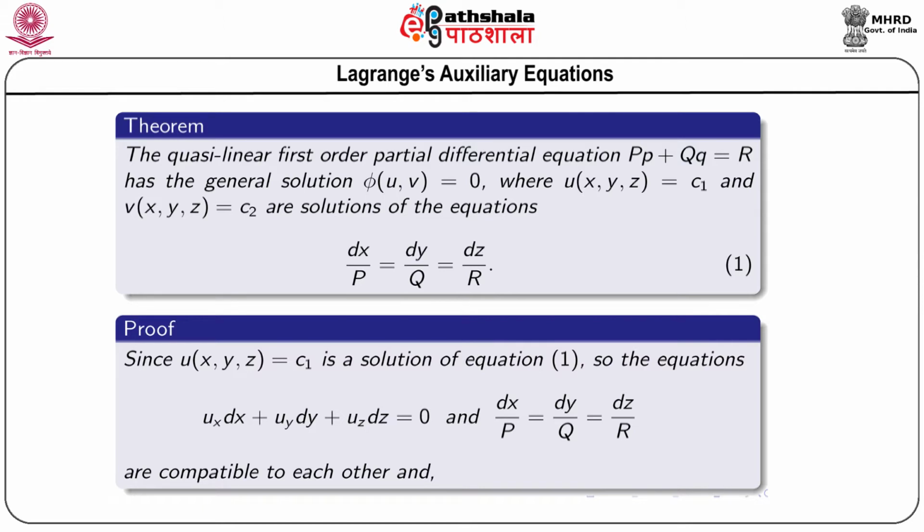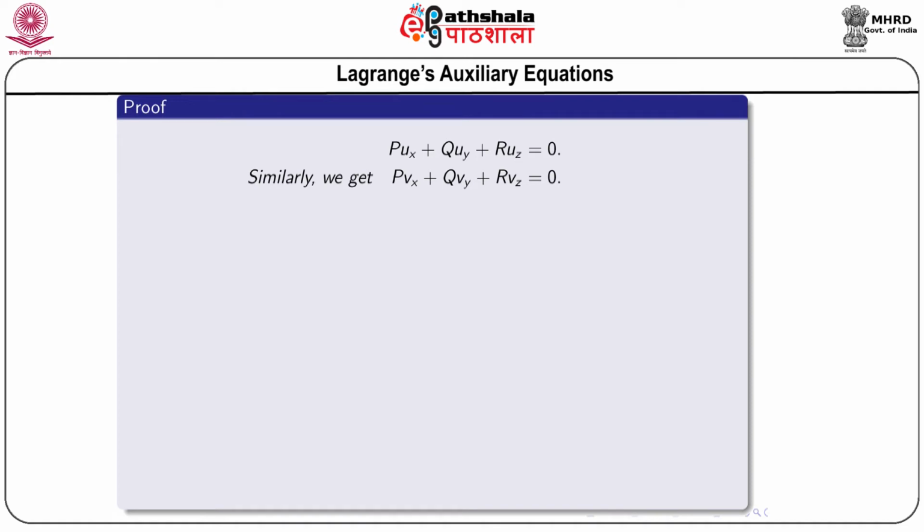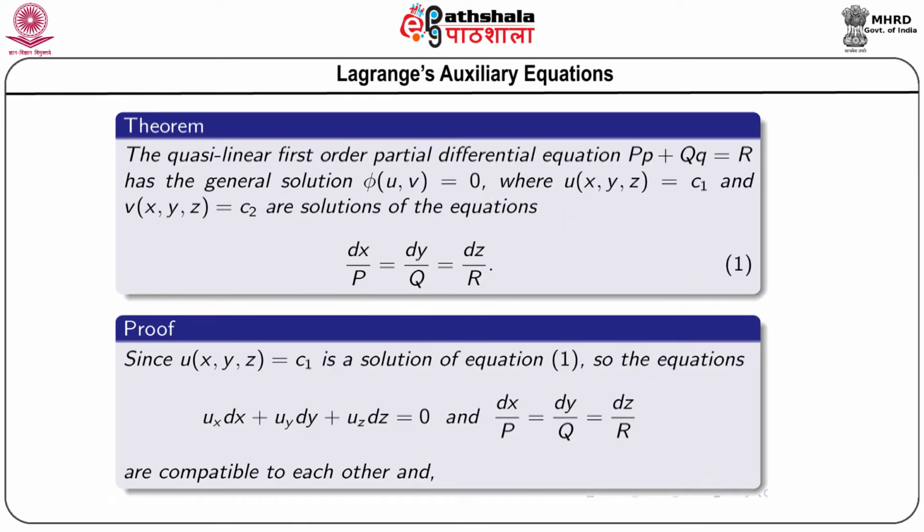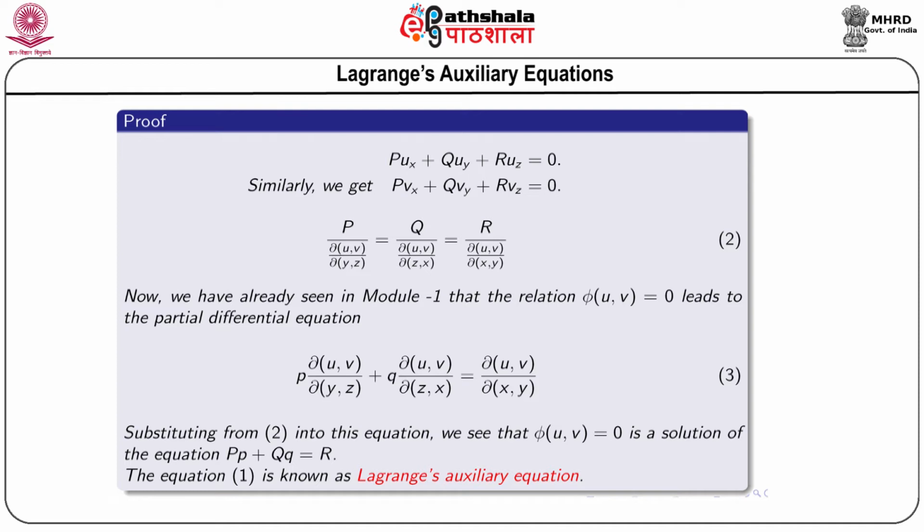Now, from the earlier side, since dx, dy, dz are proportional to P, Q, R, from this equation we can replace dx, dy, dz by P, Q, R and we obtain the relation Pux plus Quy plus Ruz equals 0. In a similar way, taking v(x, y, z) as a solution of the equation dx by P equals dy by Q equals dz by R, we can obtain the similar relation Pvx plus Qvy plus Rvz equals 0.